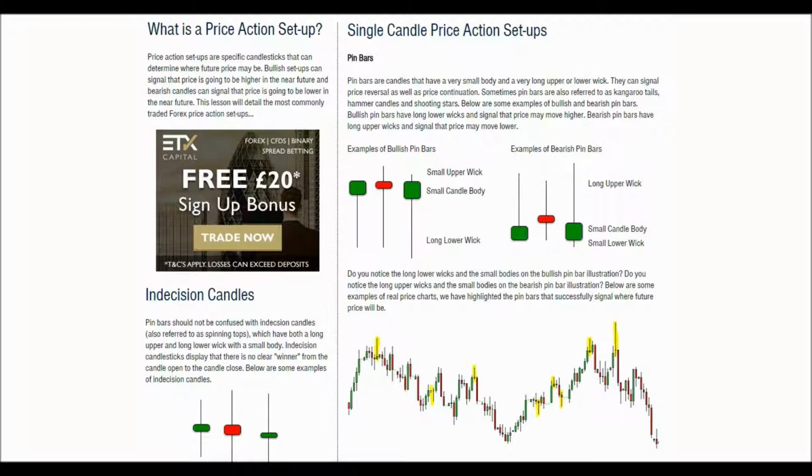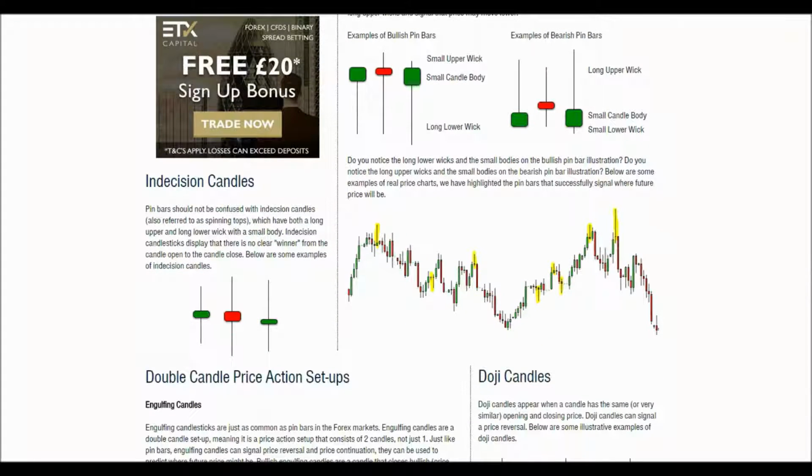Bullish pin bars, as the name suggests, bullish refers to bullish momentum, and these can signal that price could move higher. So after this candle we may see price move higher. With bearish pin bars, as the name suggests, once again this suggests bearish momentum, and it could signal that future price is going to move down. And there's a real life chart here that's just been pasted to this page. It highlights the pin bars and shows how price has reversed.